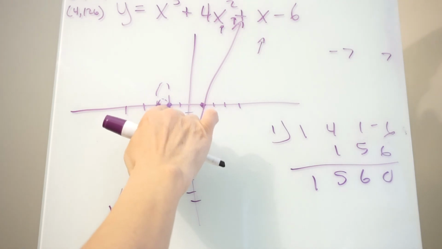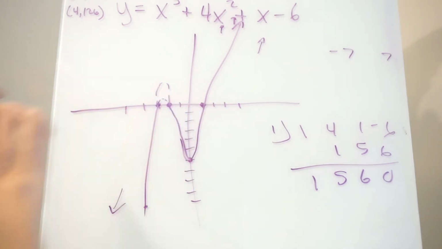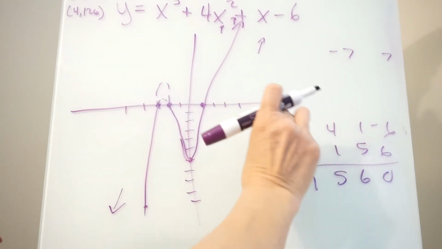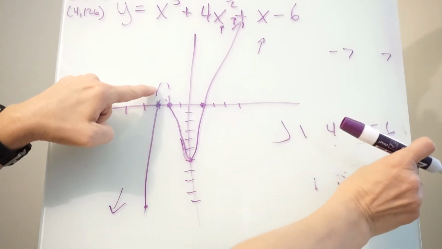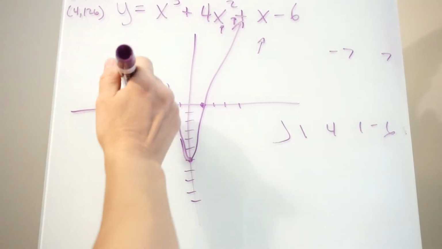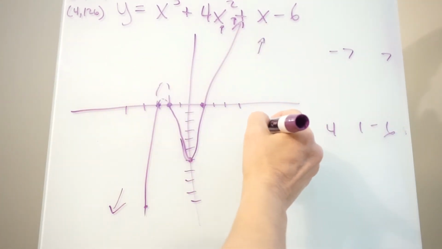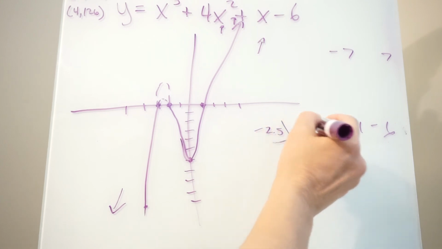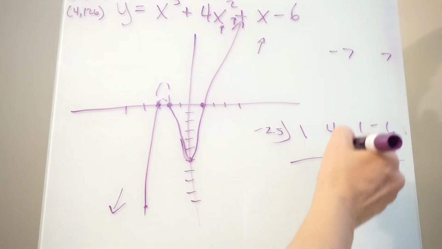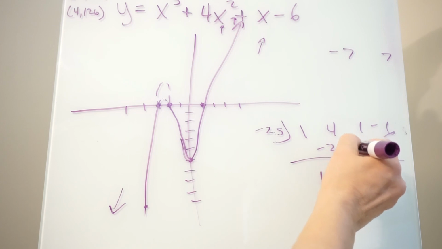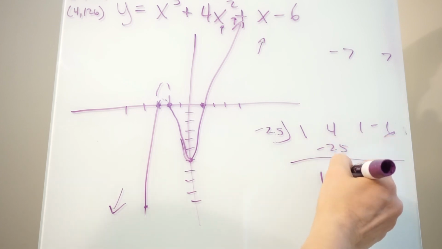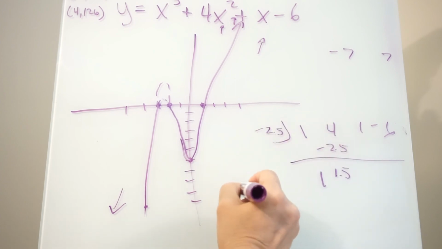We do need to figure out what's happening here to just give us a better idea of this part of the graph here, because obviously it can't go straight across. It must come up somewhere. So we'll do -2.5. So -2.5, we would get 1.5. And then multiply.